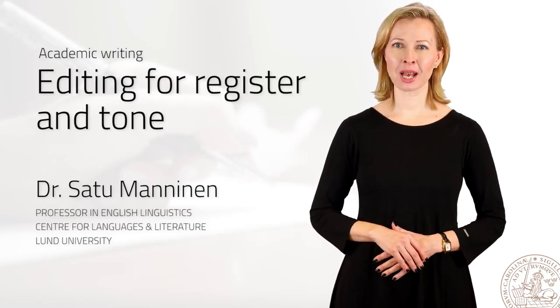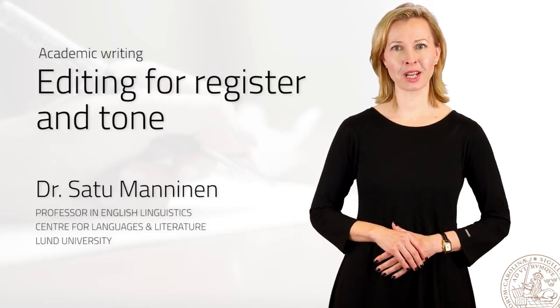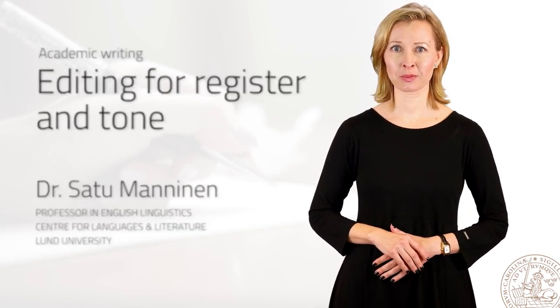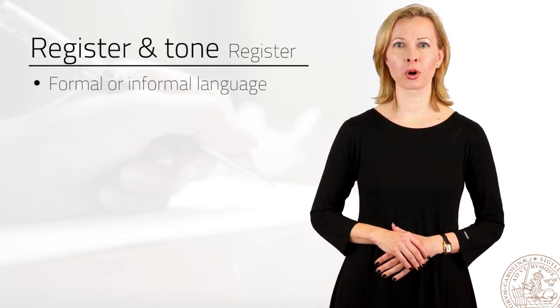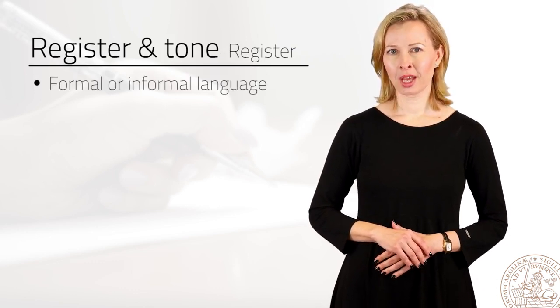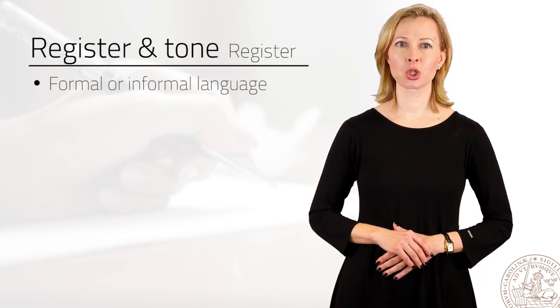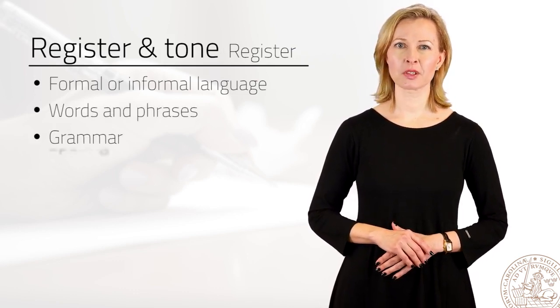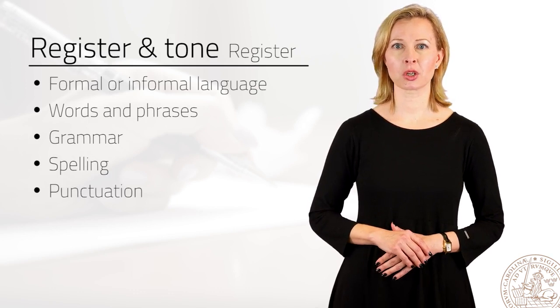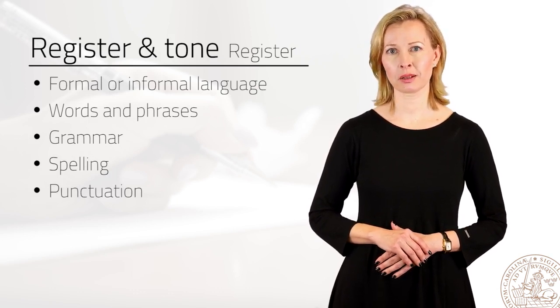In this video, I'm going to talk about editing and proofreading your text for register and tone. Register means the level of language use, formal or informal, for example. Choosing the right register means choosing the right words and phrases, the right grammar, the right way of spelling, and the right punctuation for the writing situation you're in.